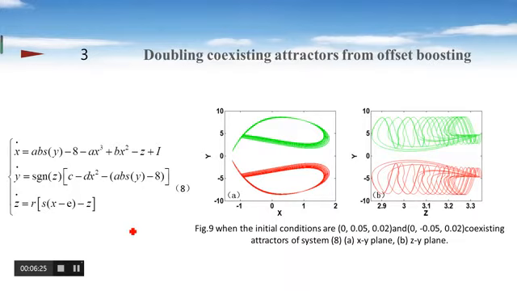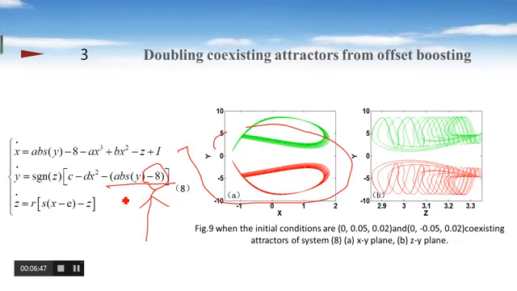Applying other functions such as absolute value function combined with offset boosting here, the original attractor will get doubled. Just look at here. Let y to be absolute y minus 8. Two attractors show up in the dimension of y.